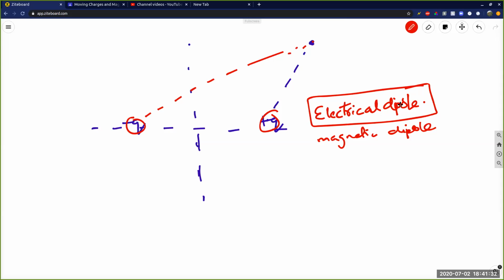We mainly studied the application in a uniform electric field in case of torque. And basically, what is the nature of the electric field around this system of two charges? So we were first finding the electric field due to the system of two charges.